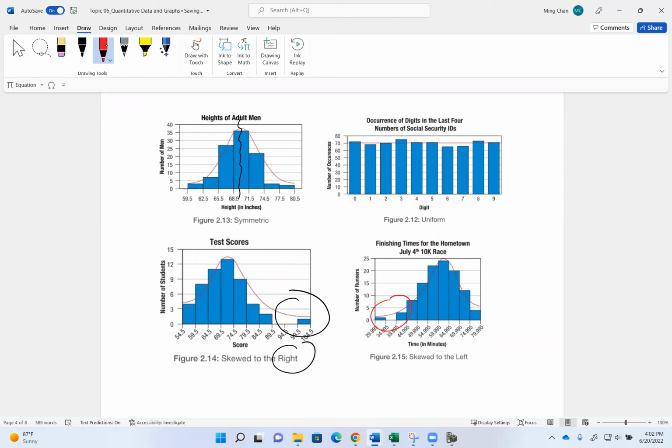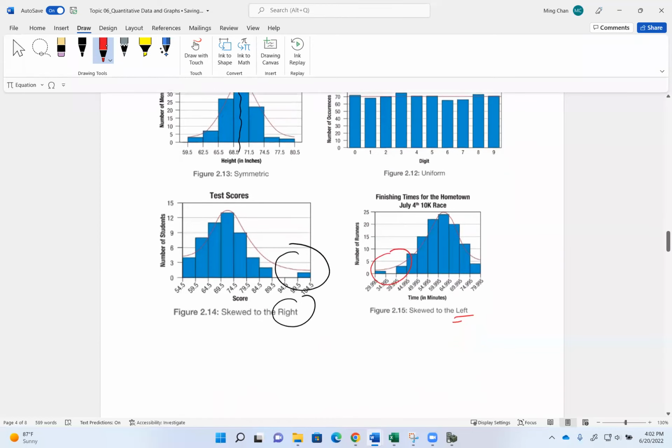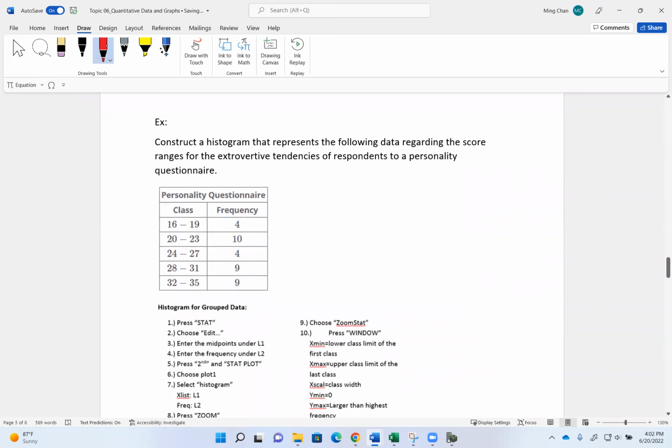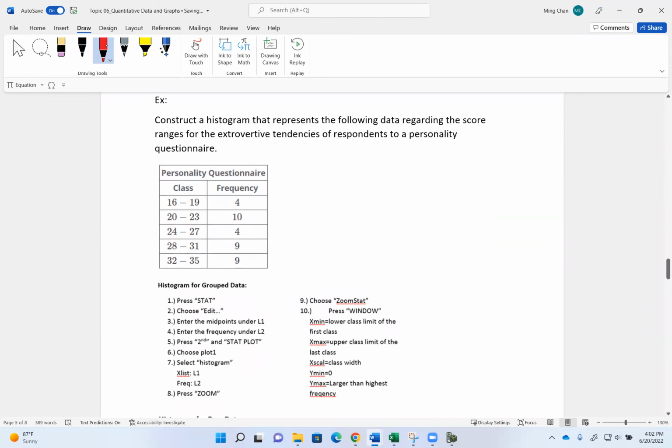Okay, so wherever the tail is, that's how you know whether it's skew right or skew left. But the one that we are most interested in is the bell curve distribution. We will talk a lot about this in other topics. All right, let me show you how to grab a histogram in a graphing calculator.